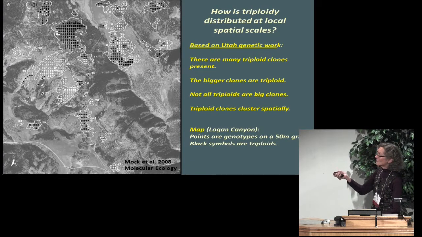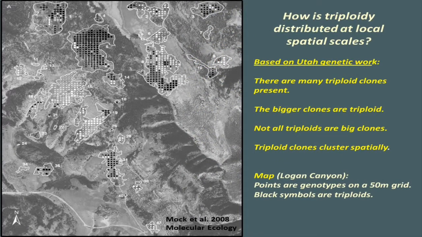So the black symbols in here are triploids. So, first off, some observations. There are many triploid clones present, way more than you would expect in a seed crop, which suggests that they're being selected, or have been selected somehow in the past. Another observation here that you can kind of see in these patterns is that the bigger clones are triploid. This is actually a very strong pattern. When you have big clones, they're almost invariably triploid. Some of the triploids are little clones, but those big ones are almost always triploid. Also, and this is a funny one, a bizarre one, triploid clones cluster spatially. We've seen that in not just this study site, but a couple of other ones too. So they cluster spatially. Why might that be?